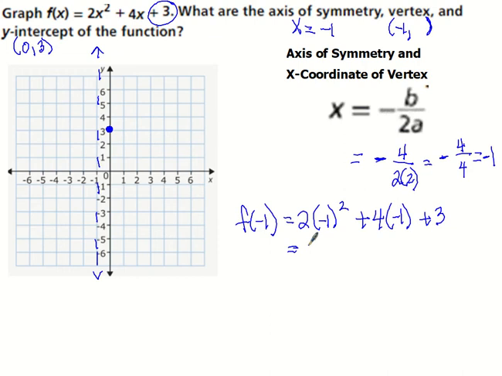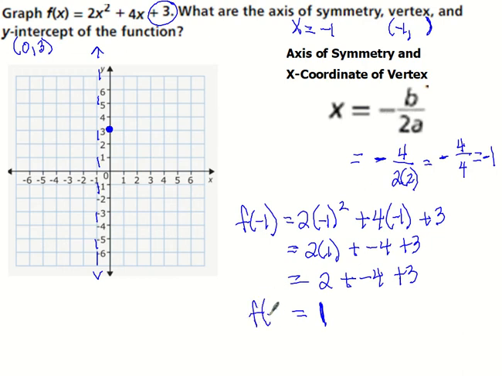So we'll get 2 times 1, because negative 1 squared is just 1, plus negative 4 plus 3, and we'll get 2 plus negative 4 plus 3. If we do all this math, 2 plus negative 4 is negative 2, plus 3 gets me positive 1, and that is my function at negative 1. So that means my vertex is at -1, 1, and we would put it right here.